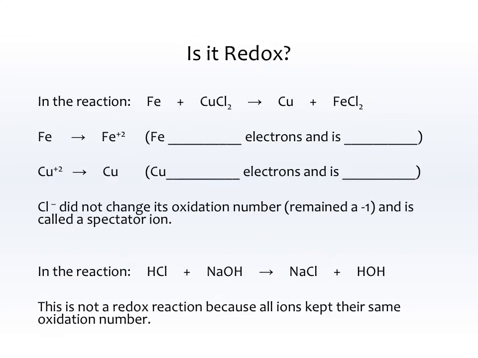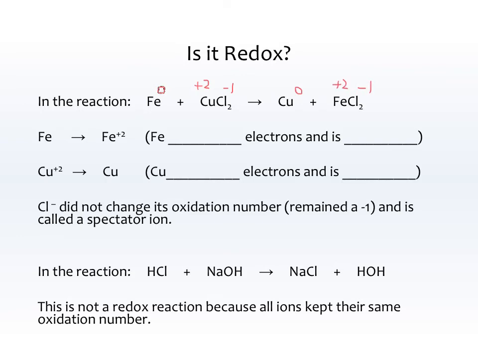Let's look at another couple examples. In the reaction Fe plus CuCl2, look here, it's single replacement. Iron by itself on the left is 0. Copper by itself on the right is also 0. But within a compound, they have oxidation numbers. Chlorine is -1 because it's the most electronegative. Since there's 2 of them, copper has to be +2. And then we have chlorine is -1. Since there's 2 of them, iron also has to be +2.